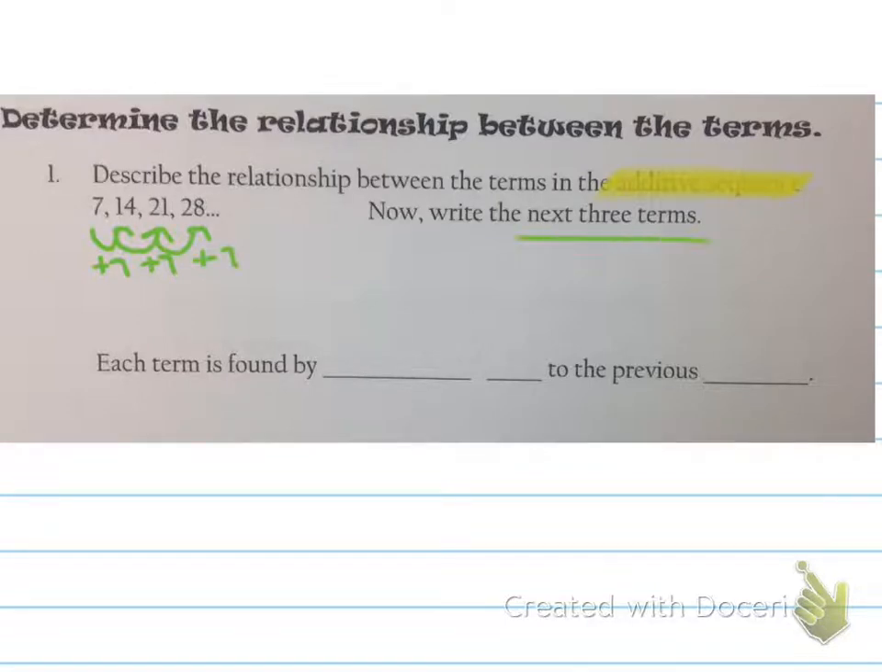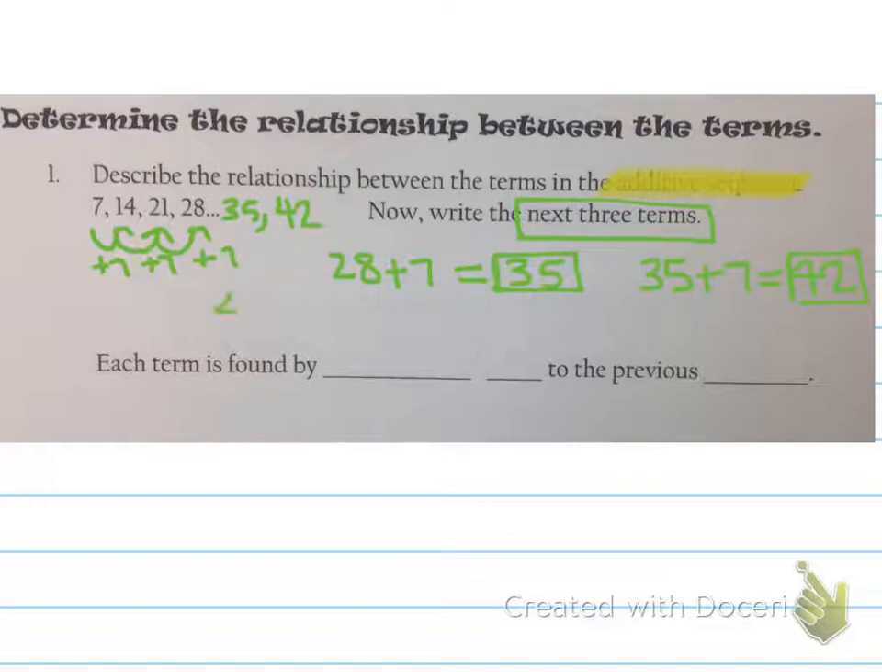It wants us to find the next 3 terms. So that means that we take the last term of 28 and we're going to add 7. 28 plus 7 is 35. Then that's our next term. Then we are going to take 35 and add 7. 35 plus 7 gives us 42, which is our next term. Our rule states to take the previous term and add the same number, which is 7. 42 plus 7 is 49, and that is our third term that we found. So each term is found by adding 7 to the previous term.